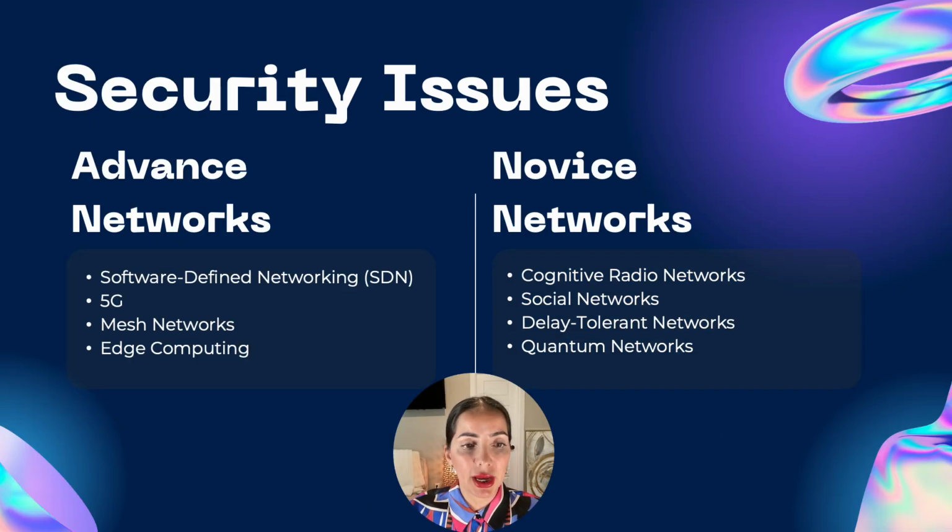For security issues, we have our advanced networks and novel networks. When it comes to advanced and novel networks and protocols, there can be some security issues and implications to consider. One major concern is that the potential for new vulnerabilities can be introduced. As these technologies are developed and implemented, hackers and malicious actors may discover previously unknown ways to exploit them. Another issue is the complexity of these advanced networks and protocols. The more complex they are, the more difficult it can be to properly secure them. It requires a deep understanding of the technology and ongoing maintenance to ensure that all security measures are in place.